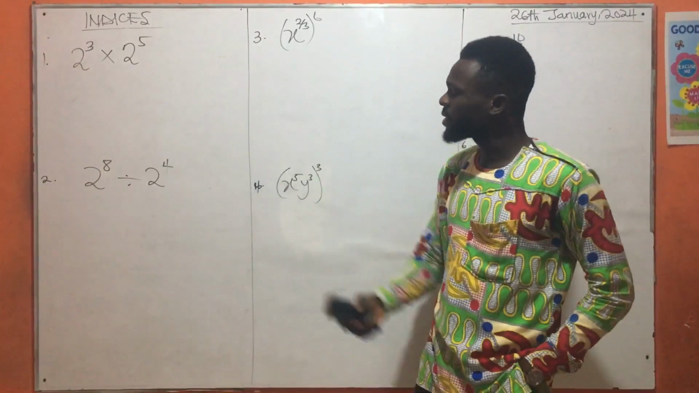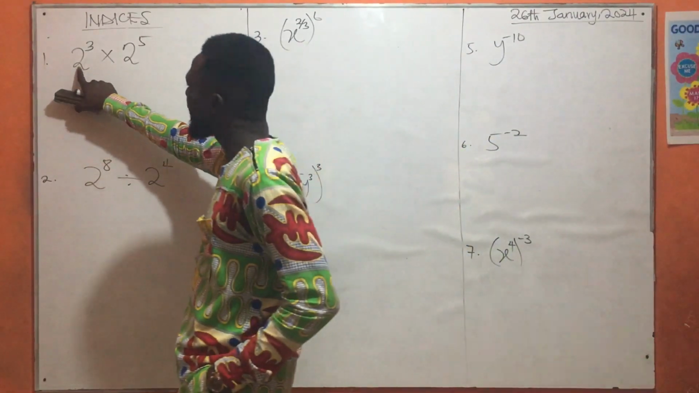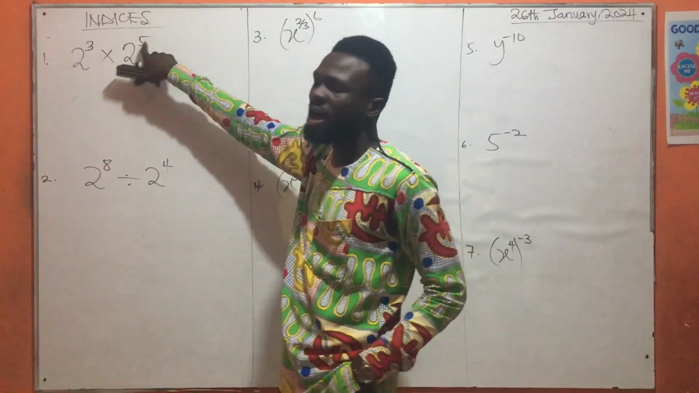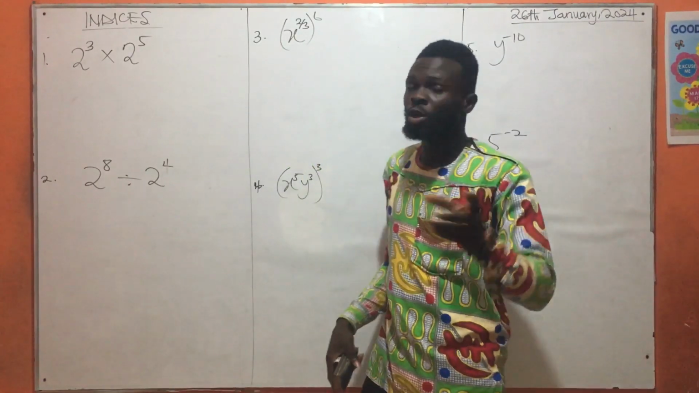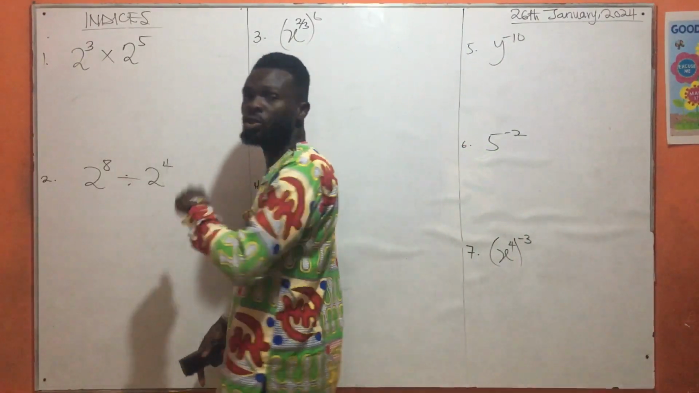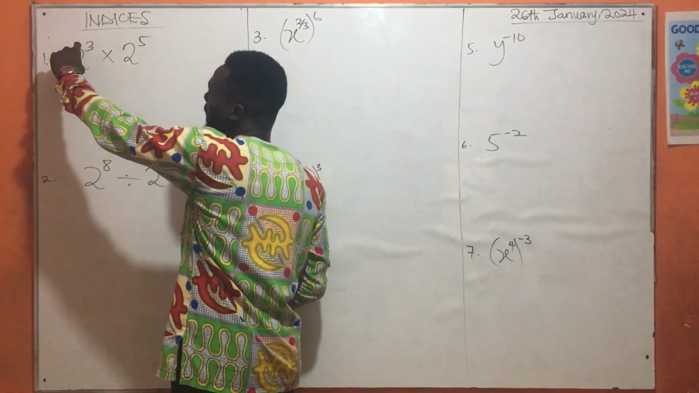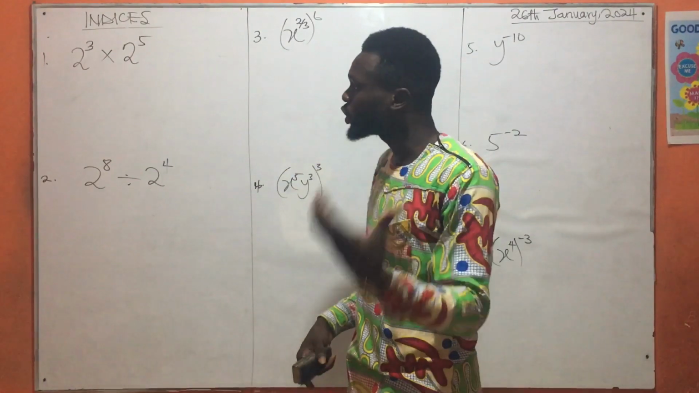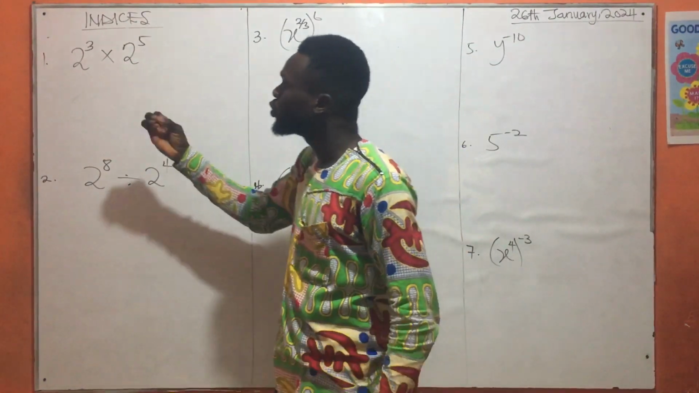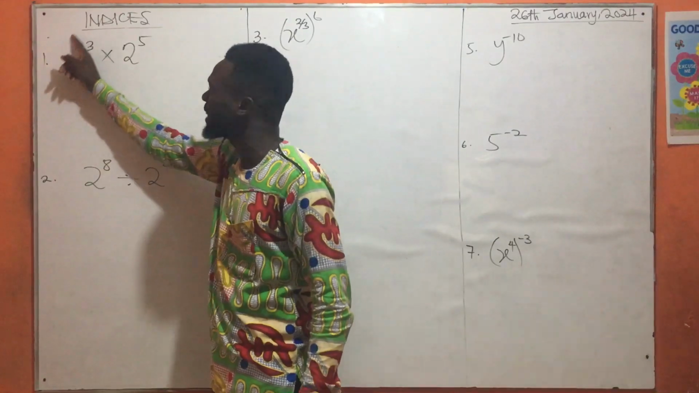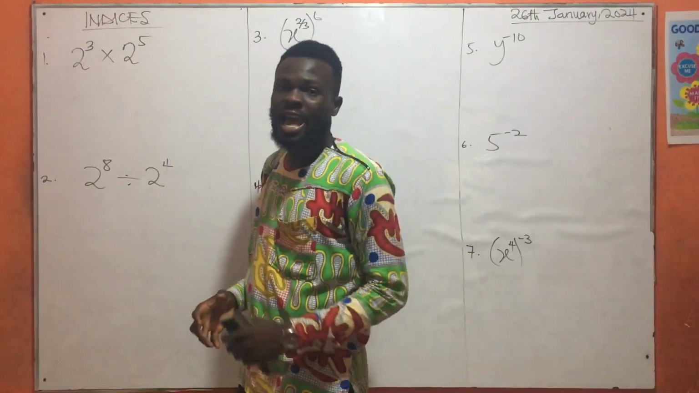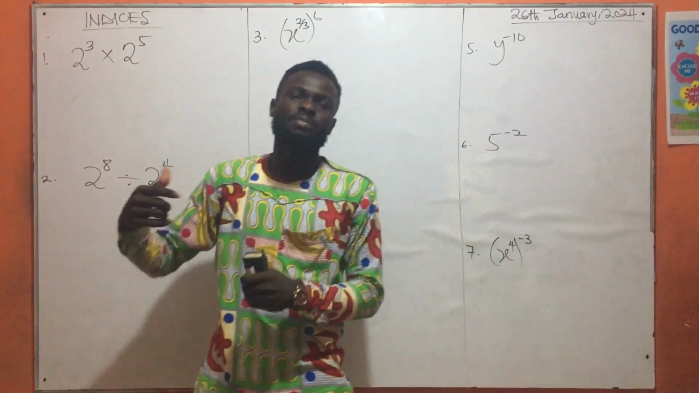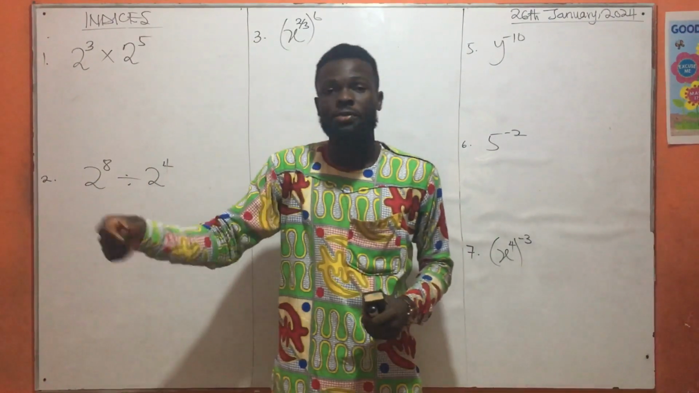Now number one is saying that you are to multiply 2 to the power 3 times 2 to the power 5. In our previous video, we explained the name given to the 2 and the name given to the number at the top. But for a short revision, all we need to know is that anytime we have something like this, it is known as indices. An index or indices is used to represent multiplication that shows a repeated factor.